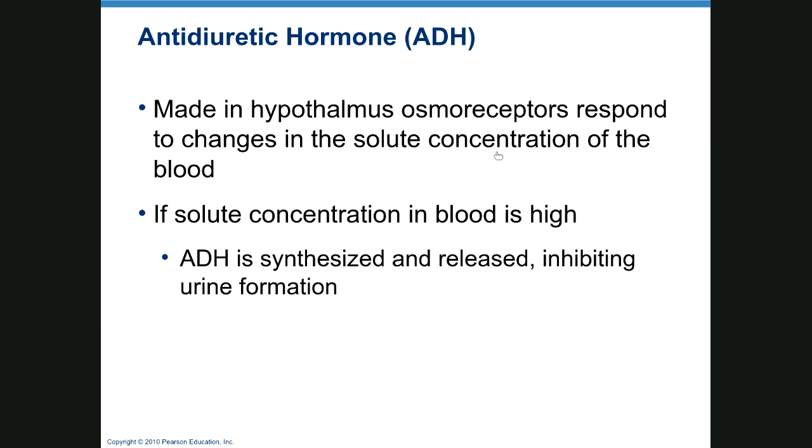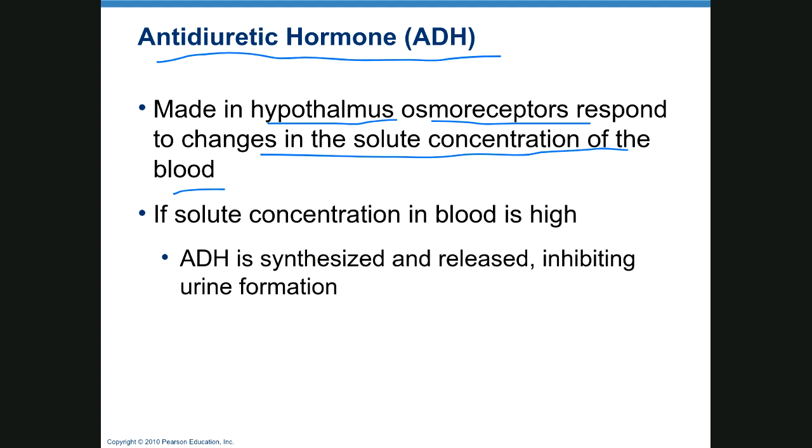Okay, anti-diuretic hormone, and I couldn't have said it better myself than one of our students, who said, anti-P hormone, keeps you from urinating as much. It's made in the hypothalamus, and osmoreceptors in the hypothalamus respond to changes in solute concentration of the blood. If the solute concentration is too high, that means you're dehydrated. So anti-diuretic hormone is synthesized, released, and it inhibits urine formation so that you don't get more dehydrated. You retain those fluids and you can restore your hydration level.